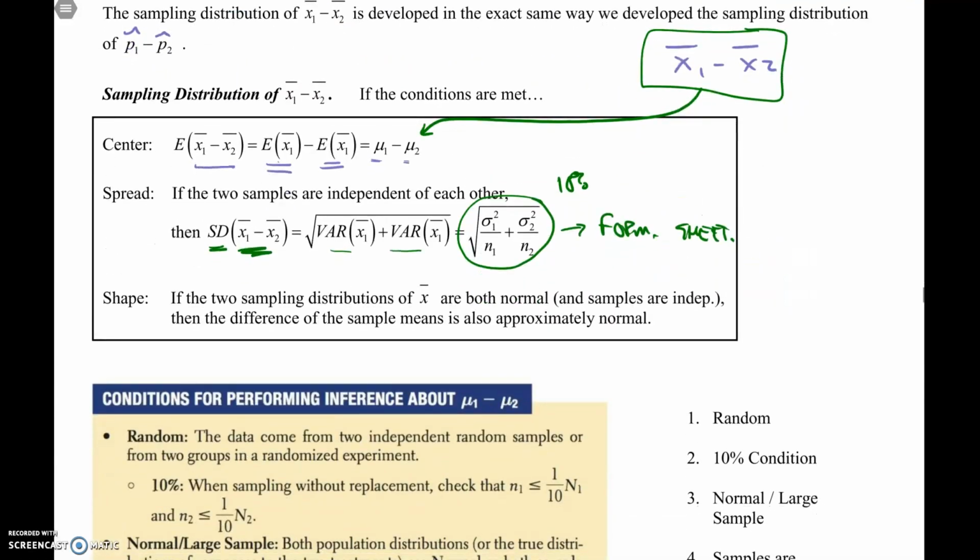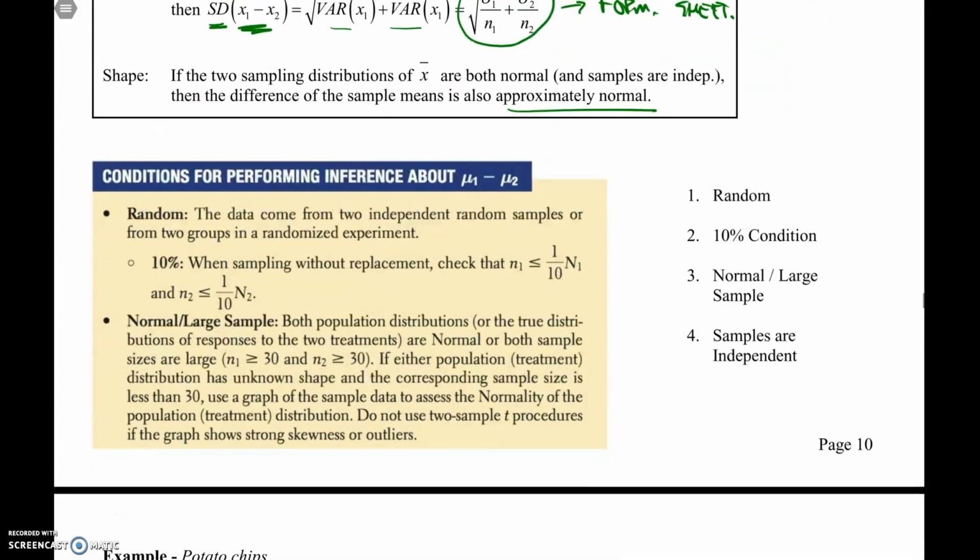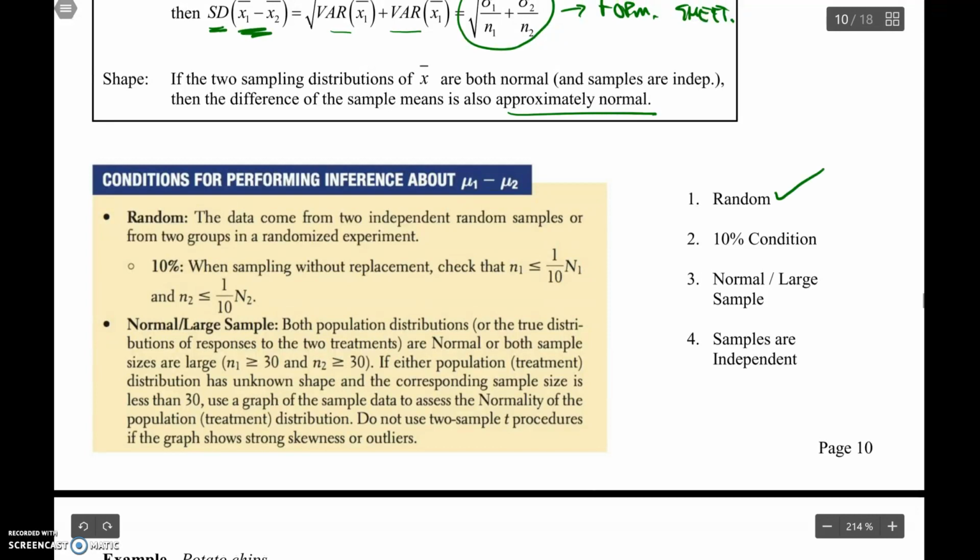Shape, if the two sampling distributions are both normal and the samples are independent, then the difference in the sample means is also approximately normal. Okay. Conditions, both samples need to be random. Both samples need to pass the 10% condition. Both samples need to pass this normal large sample condition, and your two samples must be independent of each other. For checks, they're kind of the same as before. It's just this one is a different check. For proportions and means, it's a different check. But we've done this before. You just got to do it twice now.